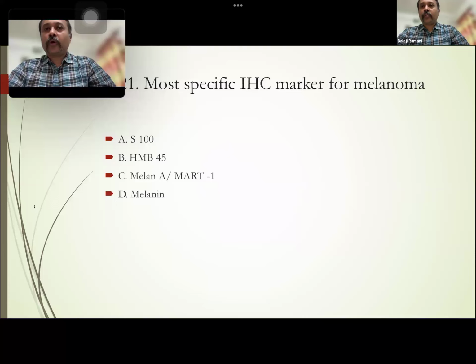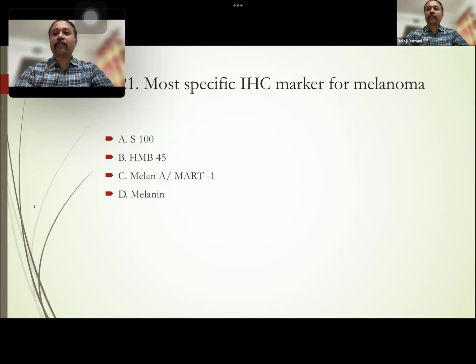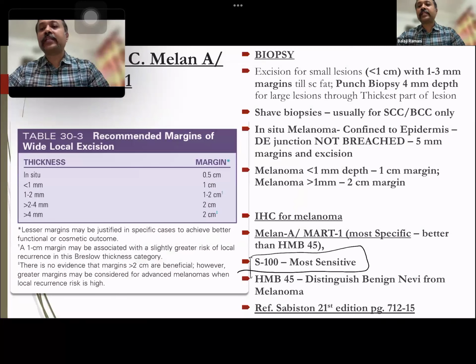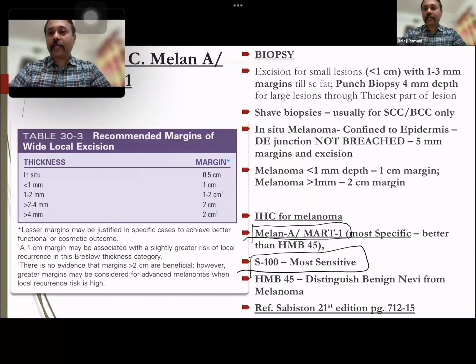Right. Now going on to the markers for a melanoma, the IHC markers, which is the most specific marker and which is the most sensitive marker. The most sensitive marker which you have is your S100. This is a question that has come 2-3 times. So the S100 is the most sensitive marker as far as melanoma is concerned. The most specific marker is going to be MELAN A or MART1. And HMB45 can differentiate the nevus from the melanoma.